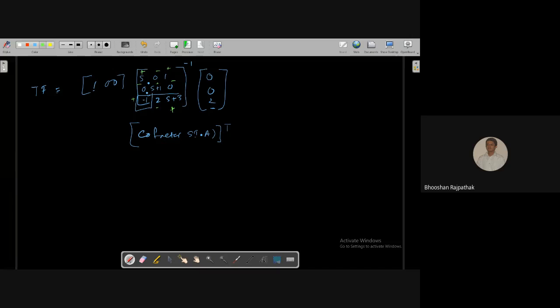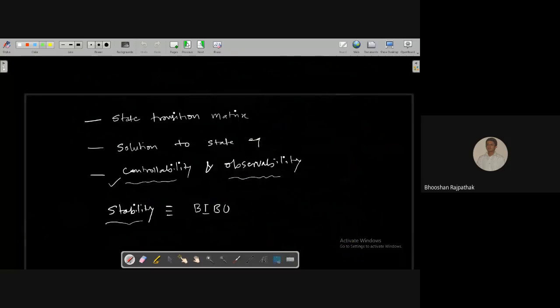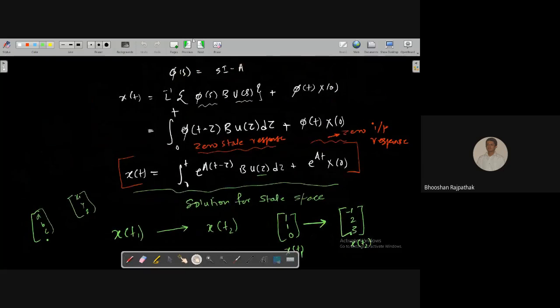You can check it. Okay, so this is about the state space. In the state space, again I will revise and then we'll go to the next point. These three are important: solution to state equation, controllability, observability, questions on this, and state transition matrix. State transition matrix is phi of t, Laplace inverse of sI minus A inverse. Okay, so these things you can calculate.